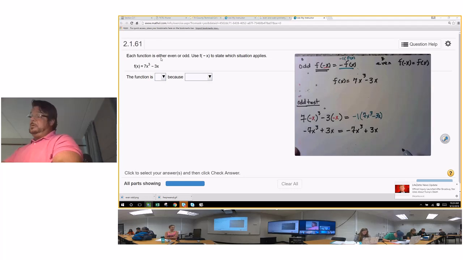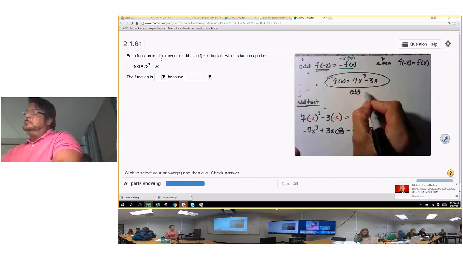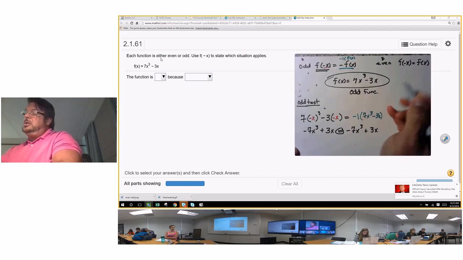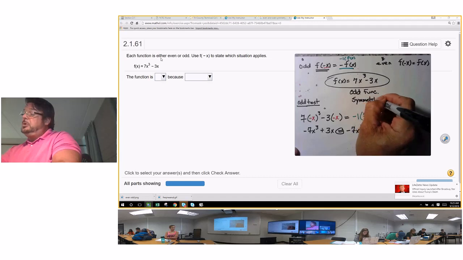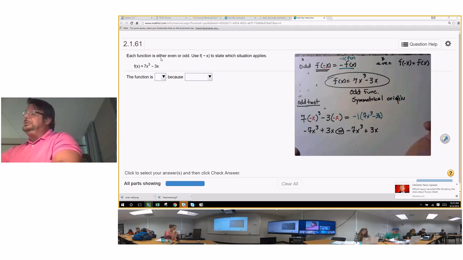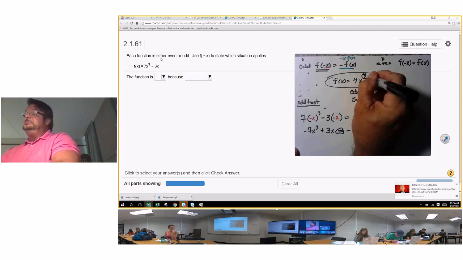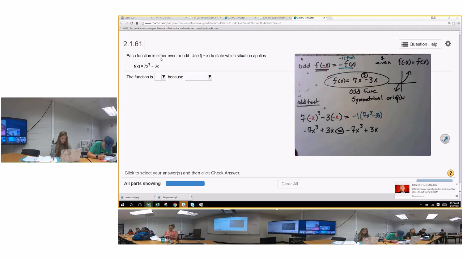What happened? They're equal. So that means that this function is a what function? Odd. It's an odd function, which means that it is symmetrical around the what? Origin. And if you check that on your graphing calculator, you'll see it's a cube. What kind of function is it? It's a cubic. I remember my parent graphs. The graph looks like that, symmetrical about the origin.